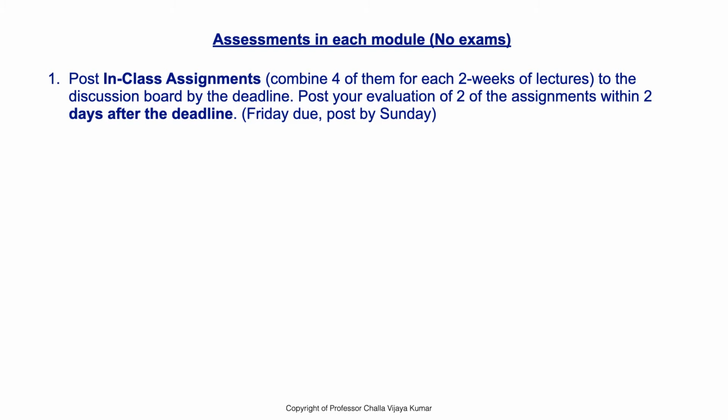So this is how the process works. Every class has a short, 10-minute assignment. So if you have 28 classes, you have 28 assignments. But you combine 4 of the assignments and put out 1 PDF. So you have in total exactly 7 assignments, 1 assignment for each module.